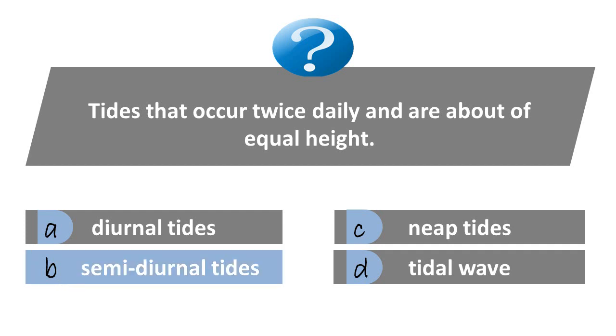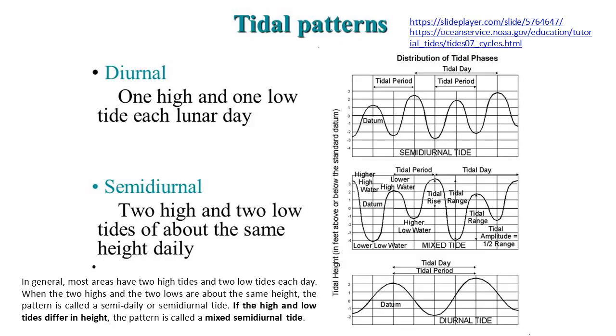Answer B. Semi-diurnal tides. So we have here illustrations of different tidal patterns, the semi-diurnal, mixed tide, and diurnal. So if there is one high and one low tide in each lunar day, it is called a diurnal. And dito siya sa pinaka-bottom na illustration. So you have there tidal day and tidal period, merong one high and one low.